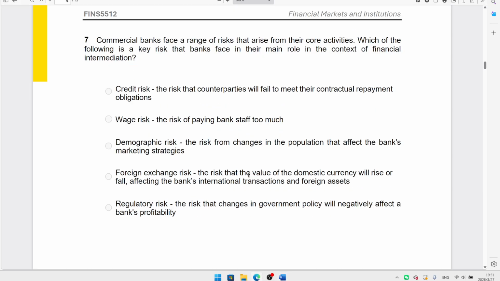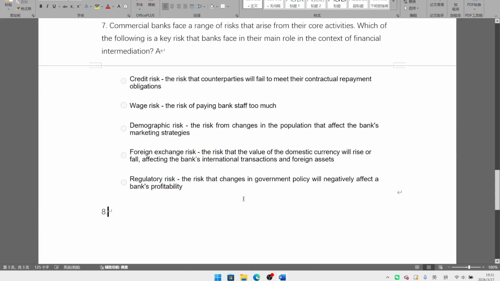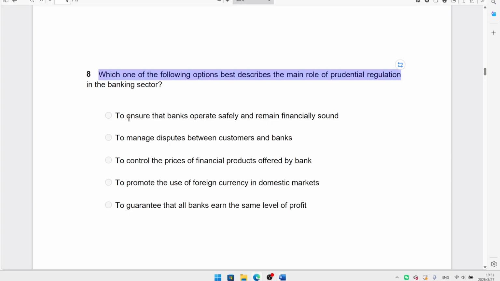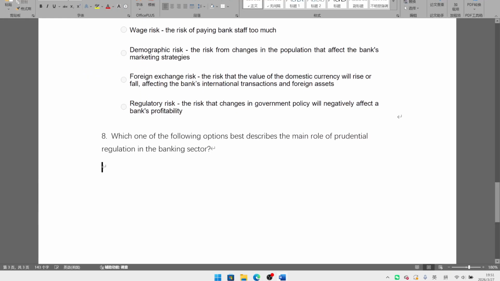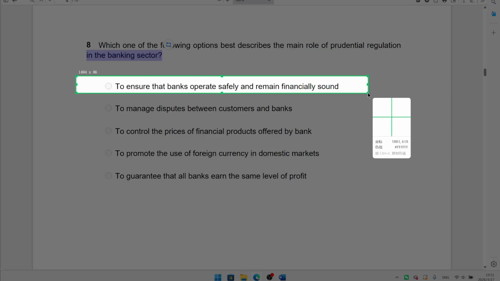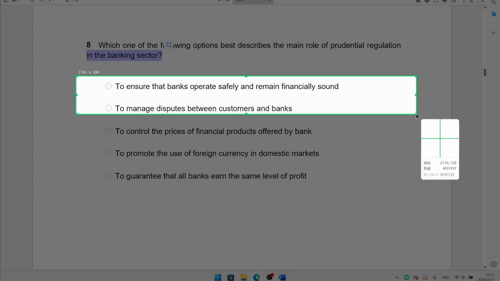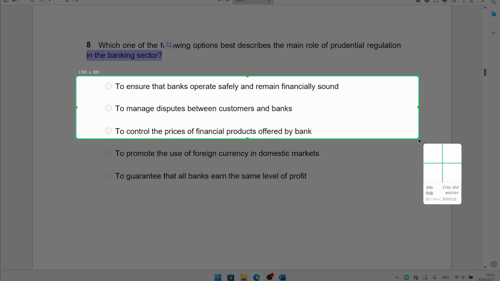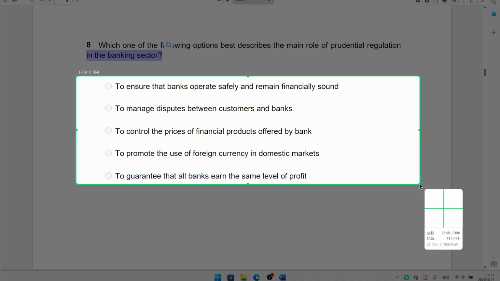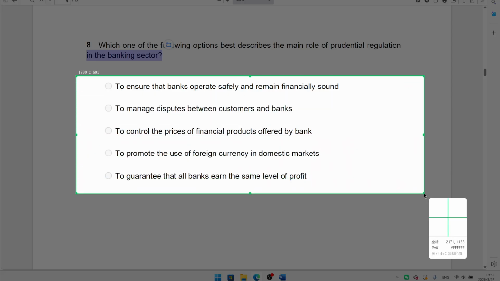8. Which one of the following options basically describes the purpose of prudential regulation in the banking sector? To ensure that banks operate safely and remain financially sound, to manage disputes between... To control the price of financial products? No. To promote the use of foreign? No. To guarantee all banks earn the same? No. Ensure the banks operate safely and remain financially sound.